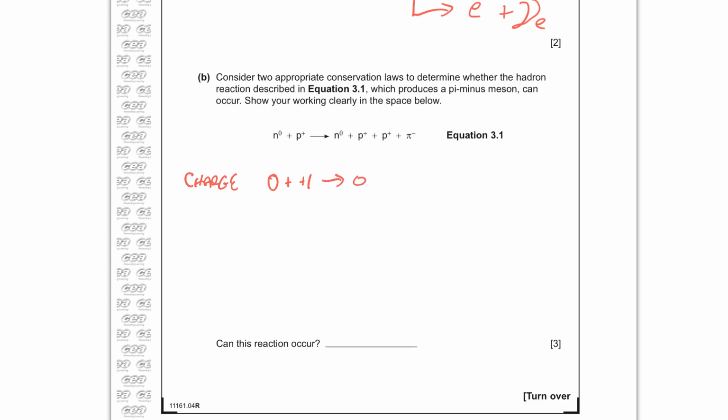And we've got 0 added to +1 again, added to another +1, added to a -1 for the pi. Okay, so we've got a total of +1 on one side, total of +1 on the other side, so it does conserve charge. Now we could go lepton number.